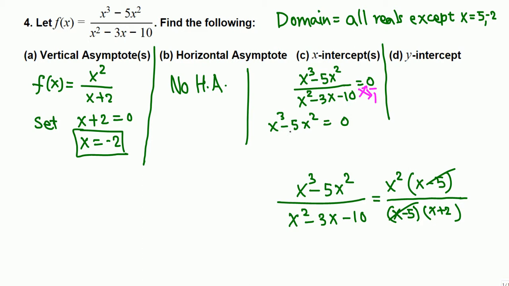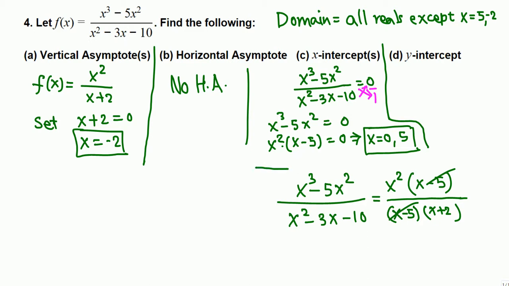We factor this: x squared times x minus 5 equals 0. So we get either x squared equals 0 or x minus 5 equals 0. x squared equals 0 means x equals 0, and x minus 5 is 0 when x equals 5. So x equals 0 and 5 are the x-intercepts.